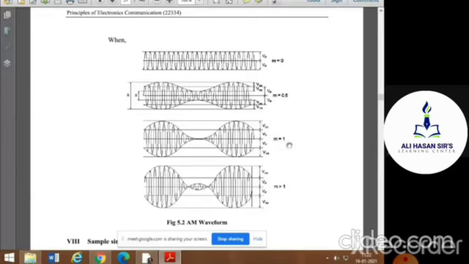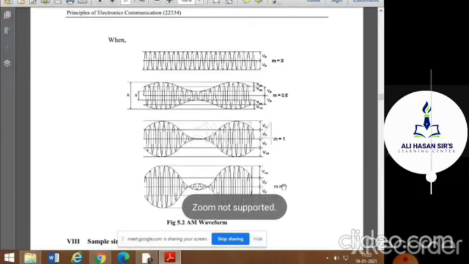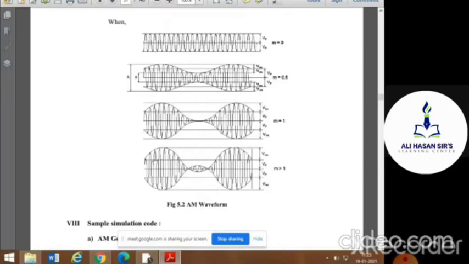In the third diagram, the value of m is 1, where the upper sideband and lower sideband touch the horizontal axis. This type of AM waveform is called 100% modulation. In the fourth waveform, the value of m is greater than 1, and here the upper sideband and lower sideband overlap with each other at this point. This type of AM wave is called overmodulation.